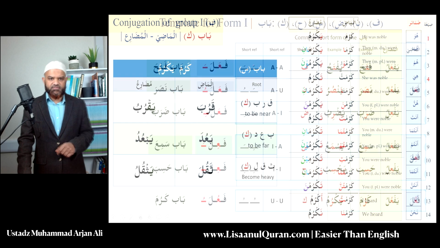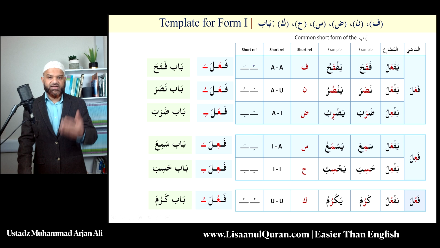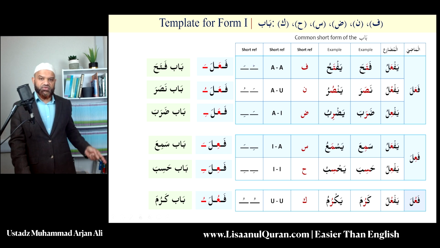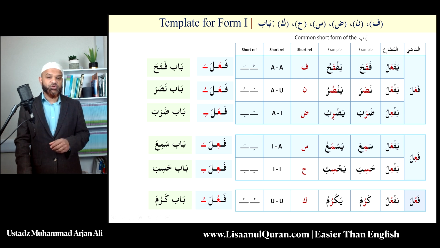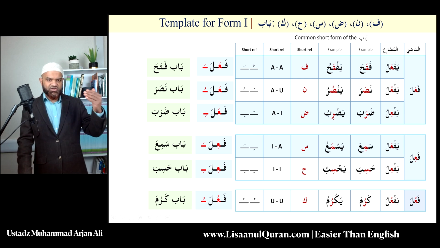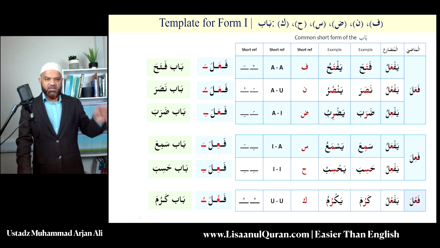And that's it. So this chart now summarizes for you the 6 different patterns of form 1 from madi to mudari. To be honest, they're almost identical. There's very little difference between them, but there is a difference in the middle root letter of the verb in the madi and the mudari.